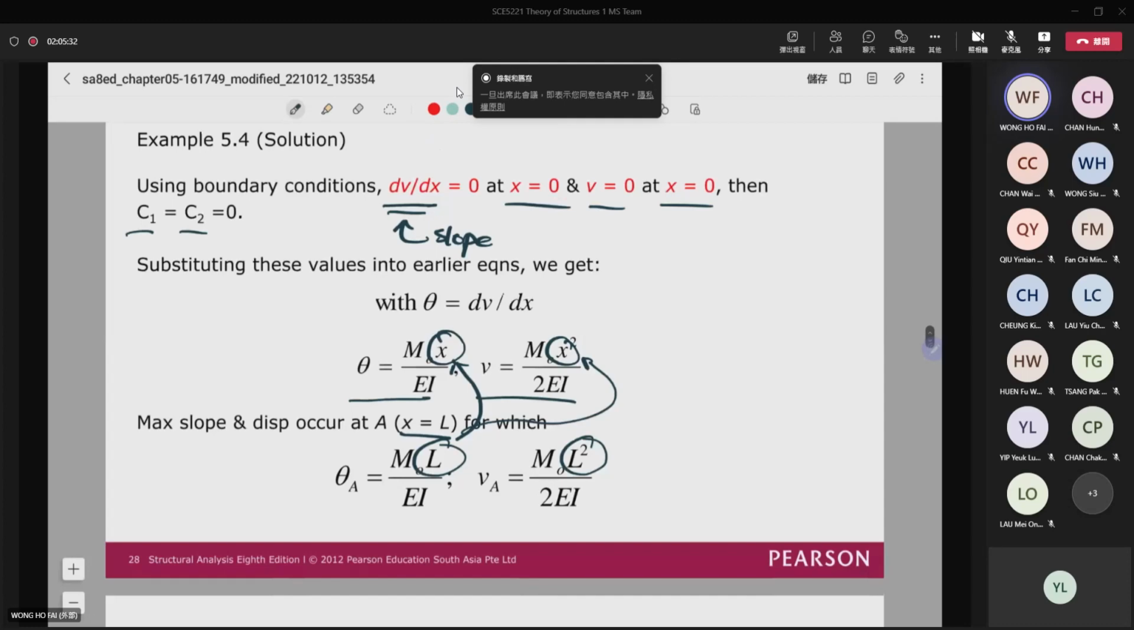That means you bend your beam like that, then it will be something like that. So this is the rotation, theta. This is the deflection. So the deflection will be going upward, and then the rotation will be counterclockwise. Okay, do you know what I mean?